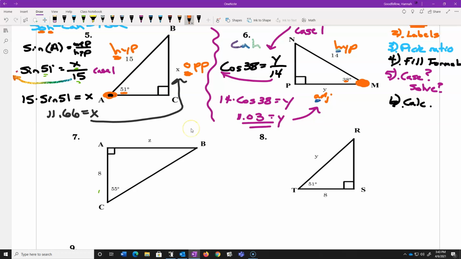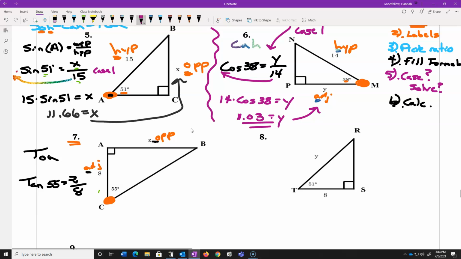All right? Here we go again. We'll try it again. 7. Put a dot. There you go. There's your dot. Opposite and adjacent. Labels. Awesome. Pick a ratio that works for this. I've got an O and an A, so it must be a TOA, because it's got an O and an A in it. Tangent of 55 is equal to Z over 8, because it's opposite over adjacent.